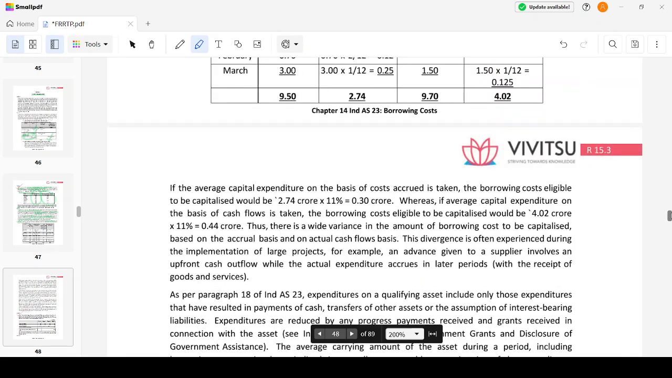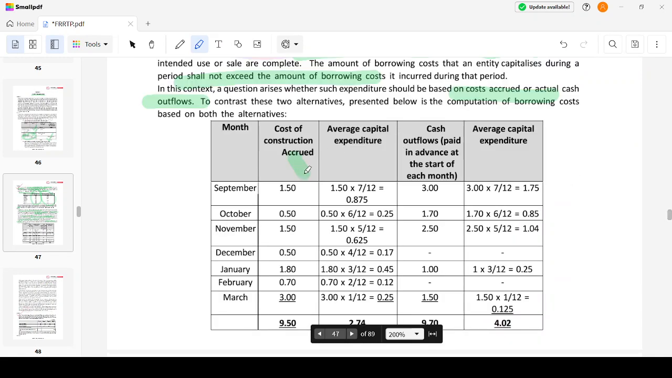If I go based on cost of construction accrued, it's 9.5 lakhs. I'm going to put it on September, October, November, December, January, February, and March, 7 months. So I'm putting it like this, and it is 2.74.